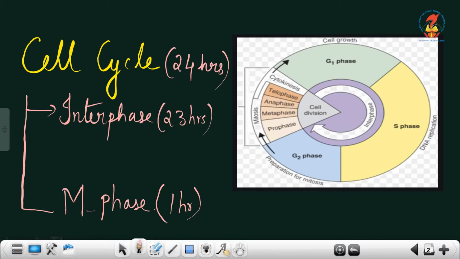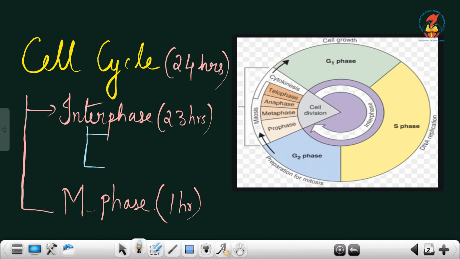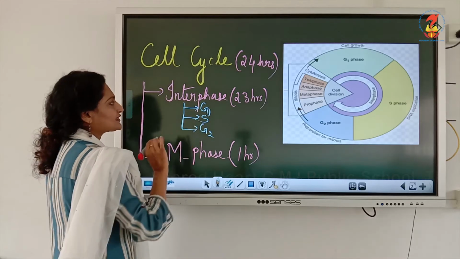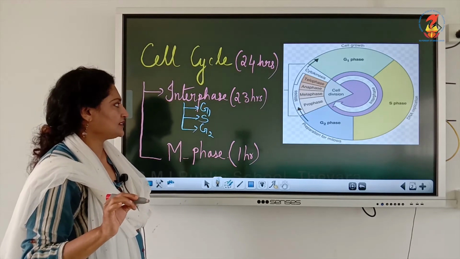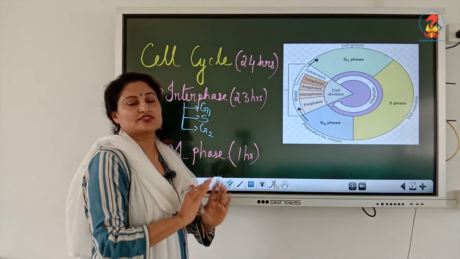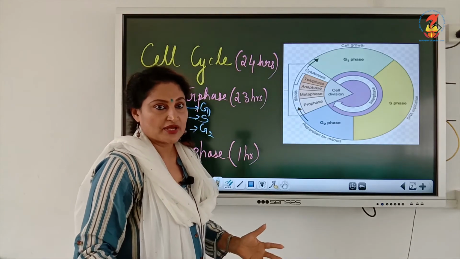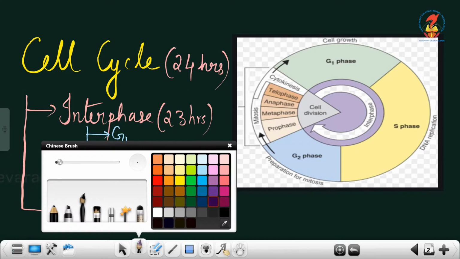Now, let us start off with the interphase. The interphase has subphases. They are G1, G1 stands for gap 1, S stands for synthesis, and G2, gap 2. So, the three subphases coming under interphase are gap 1, synthesis, and gap 2 phase. Let us see what happens in interphase. Interphase, though it is called resting phase, the cell is not at rest, it is actually metabolically active, preparing for cell division.